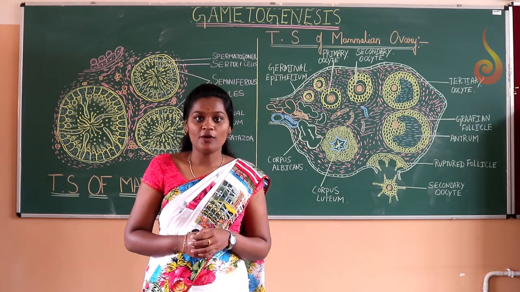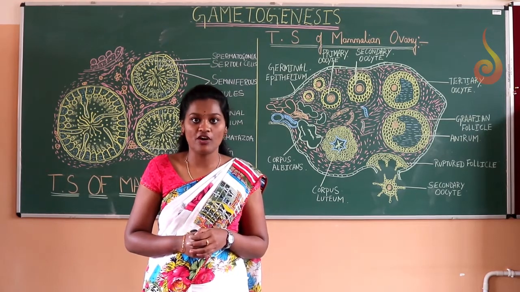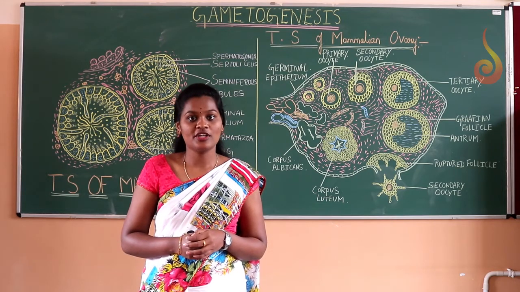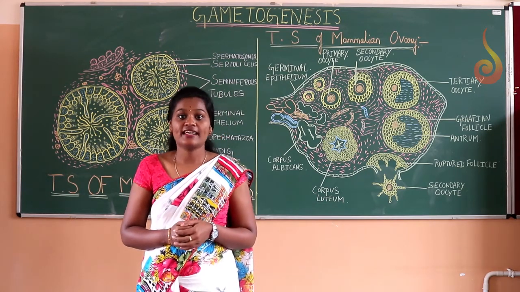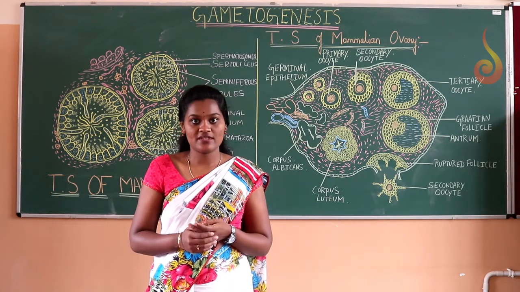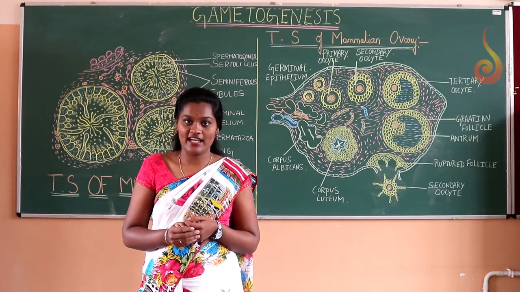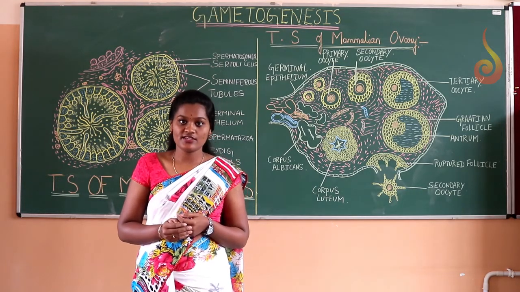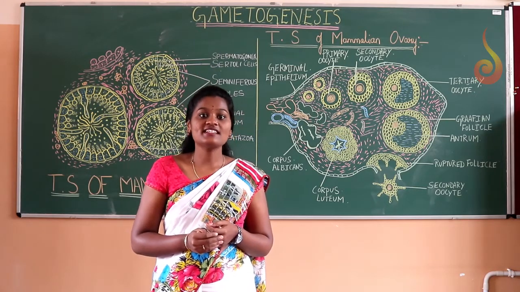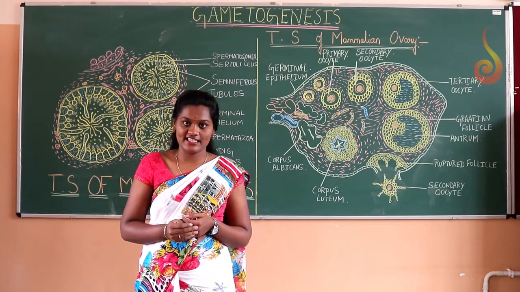The process of formation of haploid gametes in a sexually reproducing organisms from diploid mother cells through meiosis is called as gametogenesis. Gametogenesis are of two types. In males, the formation of male gametes is called as spermatogenesis, where the male gametes are called as sperm. These male gametes are produced in the gonads called as testes.